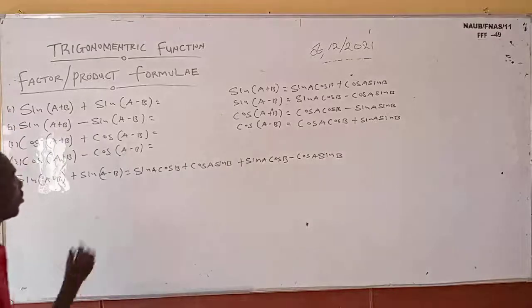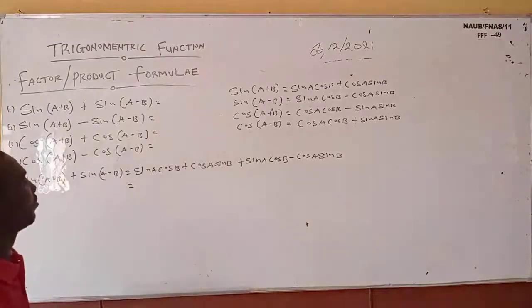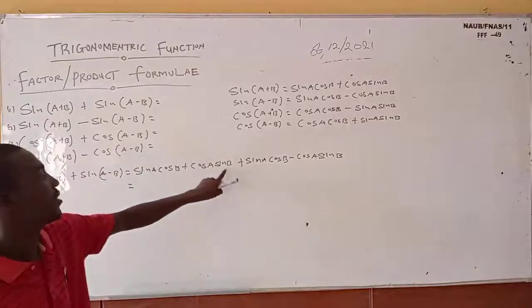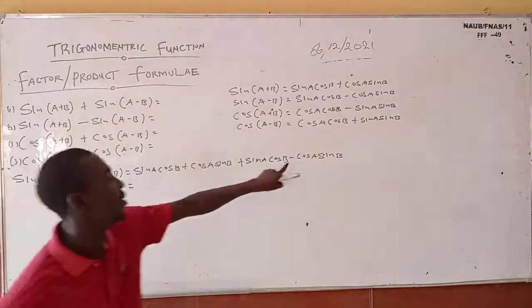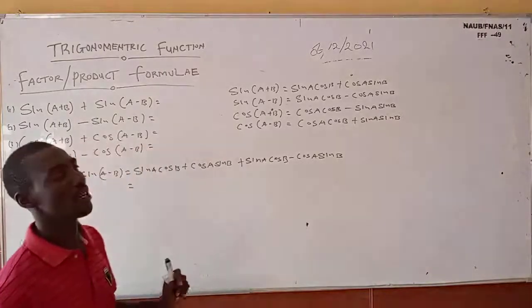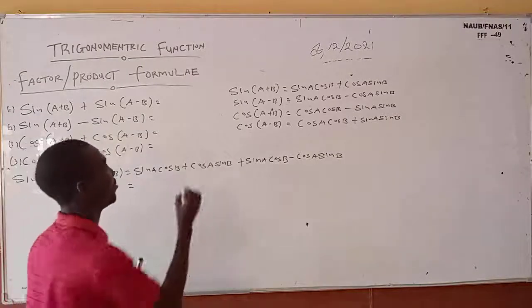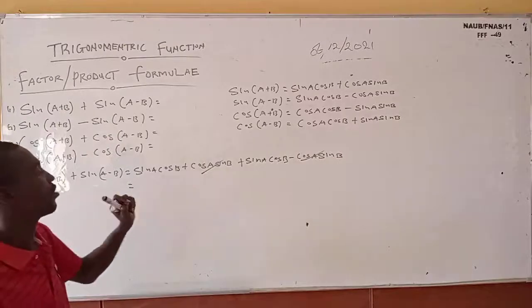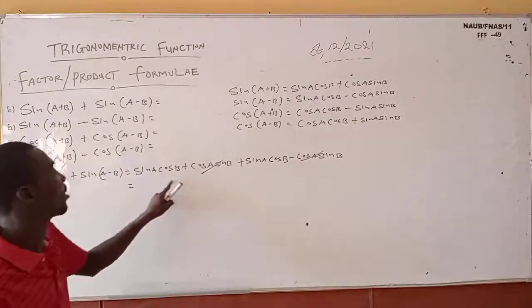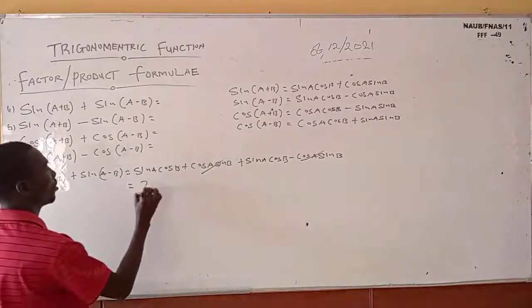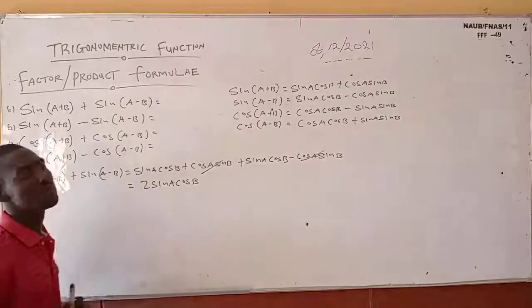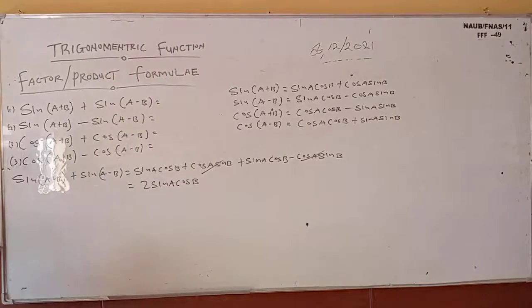You get that? So which is equals to, if you look at this now, we have cos A sine B, we have cos A sine B. So cos A sine B minus cos A sine B, we cancel out. Cos A sine B minus cos A sine B is what? 0. So we'll be left with what? Sine A cos B, sine A cos B. So sine A cos B plus sine A cos B is what? 2 sine A cos B. Very simple. So now the next one, we'll leave that.